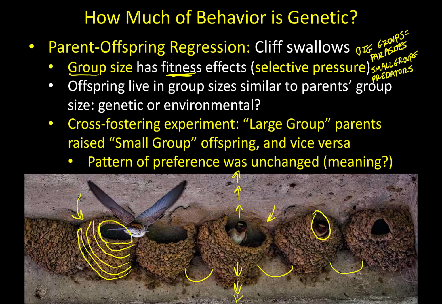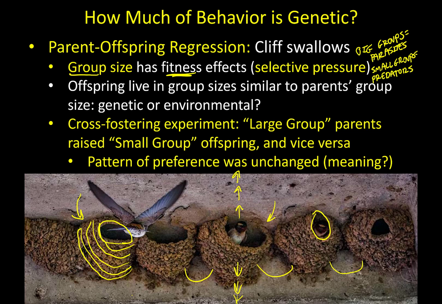So the behavior question here is, if offspring live in groups that are sized similar to their parents' group size, is that choice genetic or environmental? So if offspring are choosing to live in large groups and their parents were also large group nesters, is that a genetic connection, or is it something about the environment that's leading them to make that choice?